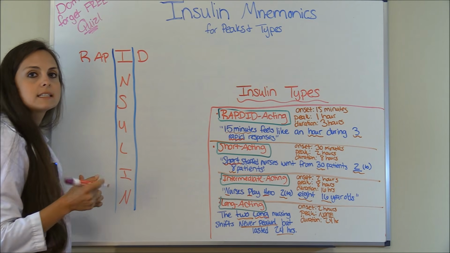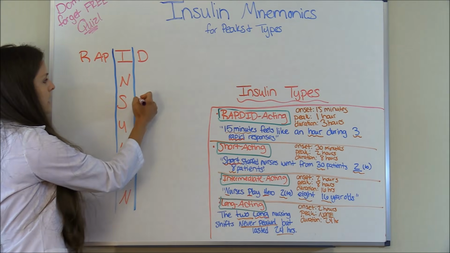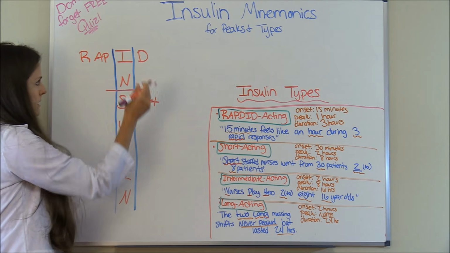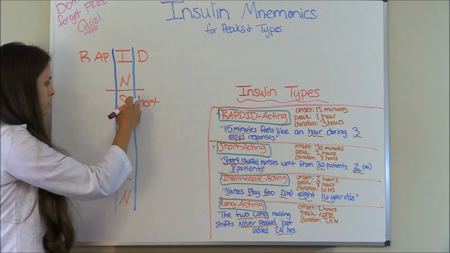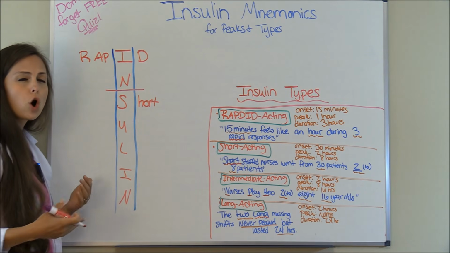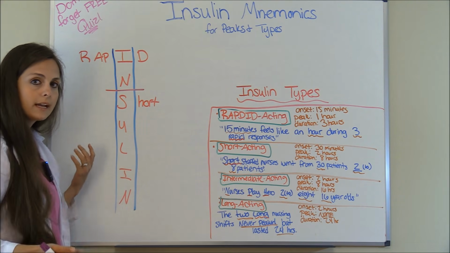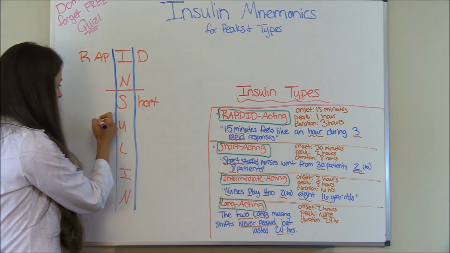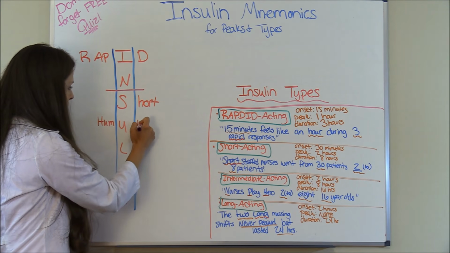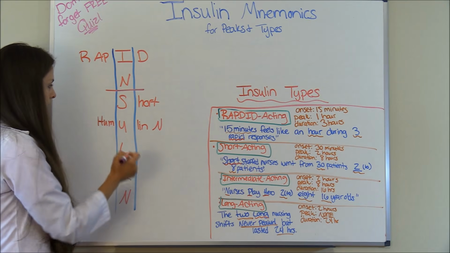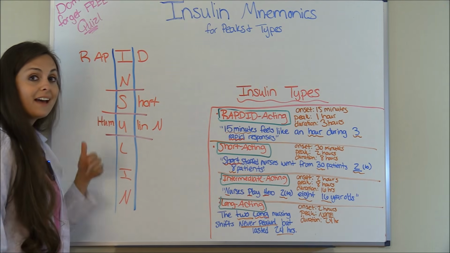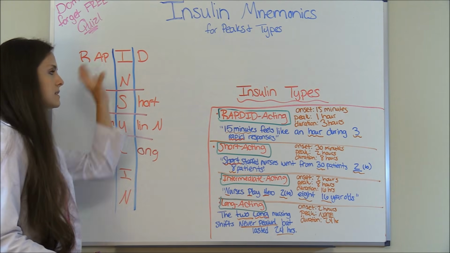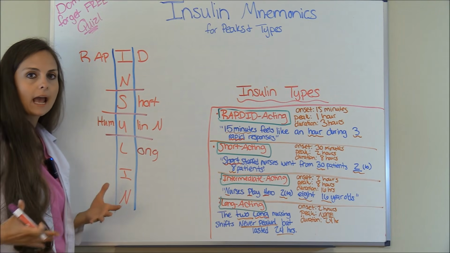Our next is short. Ready, set. So short, and we'll use the S over here. We're just going to separate these because this is going to deal with rapids and this is going to deal with shorts. And then the next is intermediates, which are your NPHs, Humulin, and the U in insulin is in the middle. Intermediate means middle, so we're going to write in Humulin N, because it's NPH. Then we're just going to separate that. And then the L, those are our long-acting, so we're just going to write long to help us remember. So now we have it separated into categories.